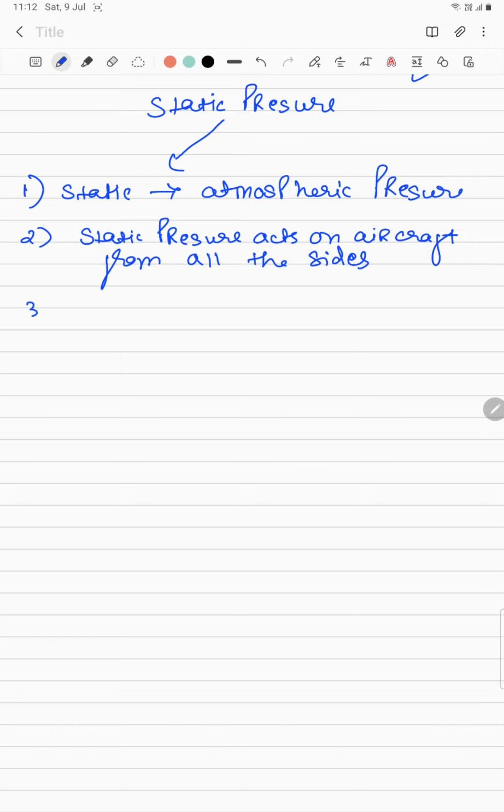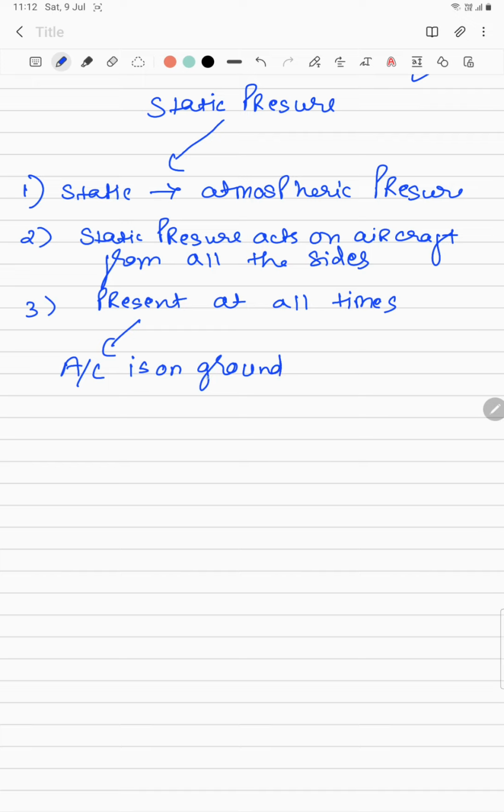Now the other thing that is important about the static pressure is this: we have known that the static pressure acts on all the parts of the aircraft from all the directions, and it is present at all times, whether the aircraft is on the ground or whether the aircraft is in the air and moving. It is present at all times.